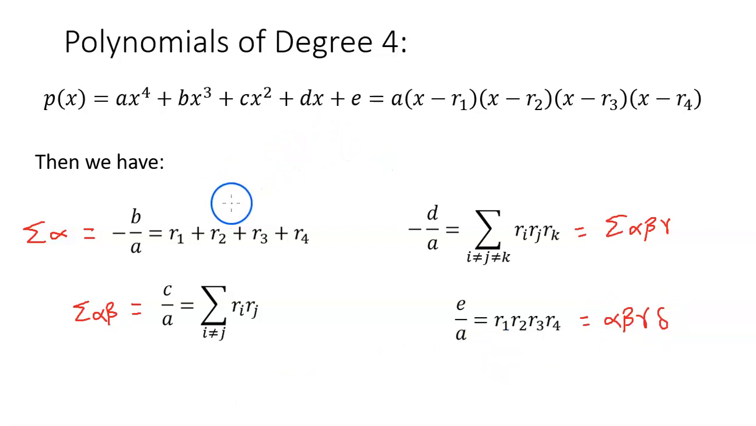Alright, so pretty easy to remember, I think. Sum of alpha beta, sum of alpha beta gamma, sum of alpha beta gamma delta. B, C, D, E. Negative, positive, negative, positive. So it's a fairly easy pattern to remember.